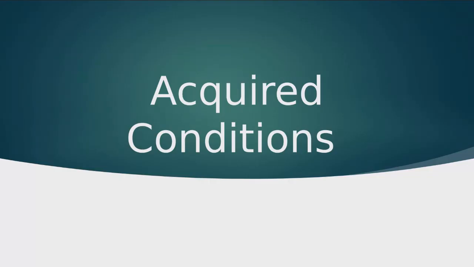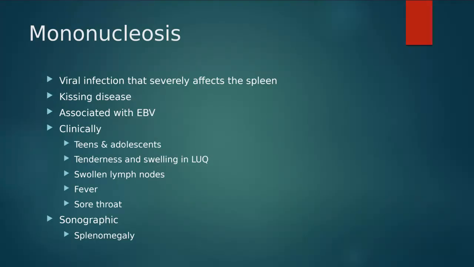Next, we have some acquired conditions. So moving away from the systemic conditions, the functional conditions, the blood conditions, and more so to these isolated splenic dedicated findings. Mononucleosis is a viral infection that severely affects the spleen.